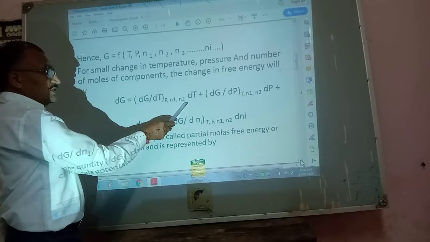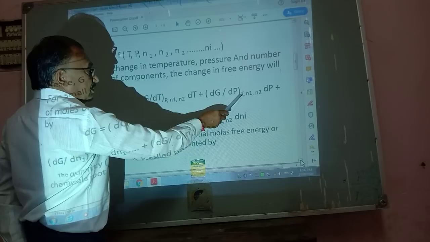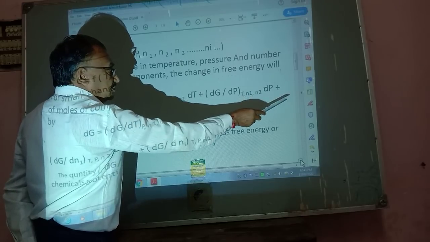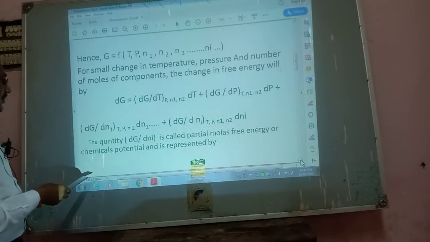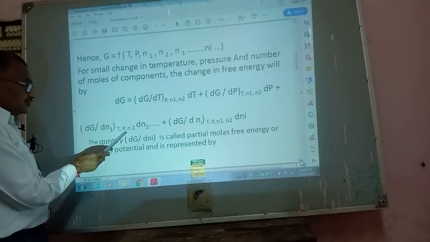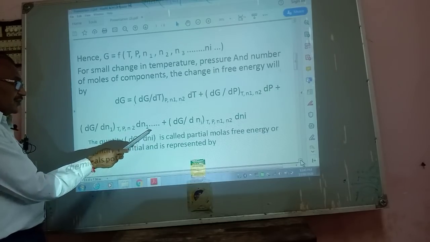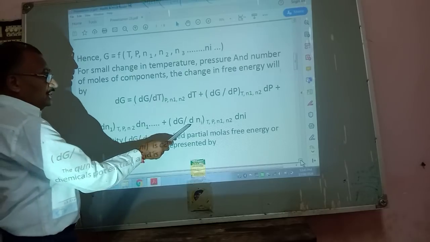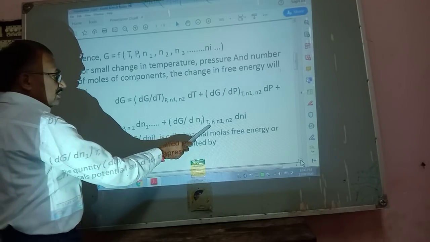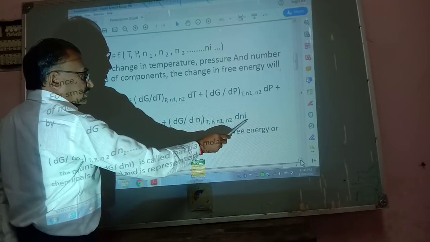plus (dG/dP) at constant temperature and constant numbers of moles of the first component, second component and so on, multiplied by dP, plus (dG/dN1) at constant temperature, constant pressure and constant numbers of moles N2, N3 etc., multiplied by dN1, plus and so on, (dG/dNi) at constant temperature, pressure, and N1, N2, ..., Ni-1, Ni+1, multiplied by dNi.